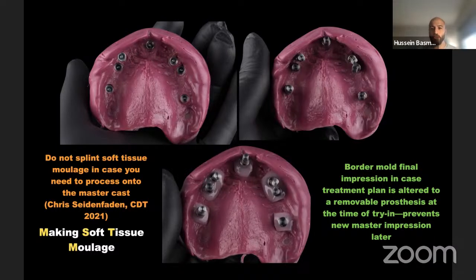Okay, we do a bordered molding final impression in case the treatment plan is altered from a removable prosthesis at the time of the try-in. But this means that you didn't do the adequate planning from the beginning. So it doesn't matter actually at that time.